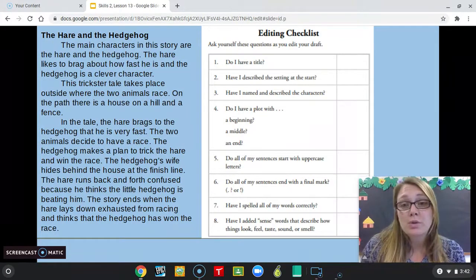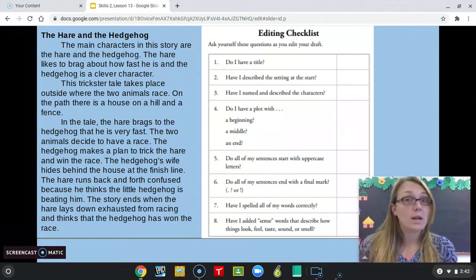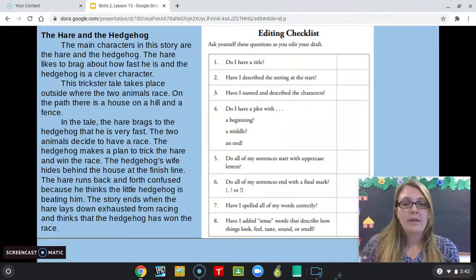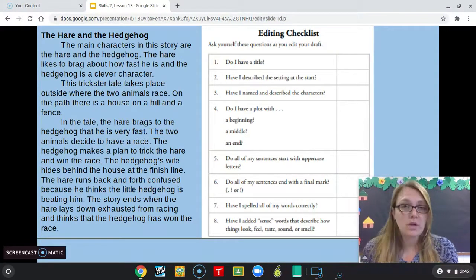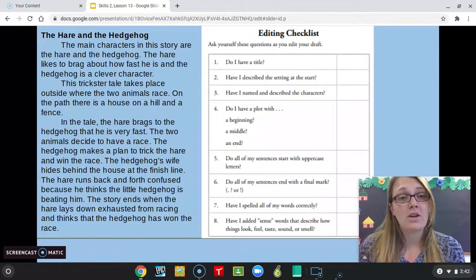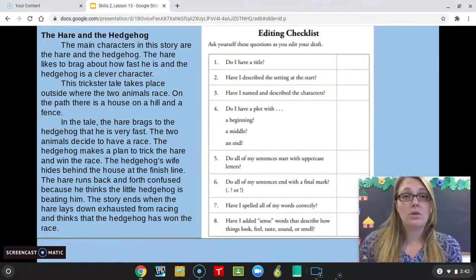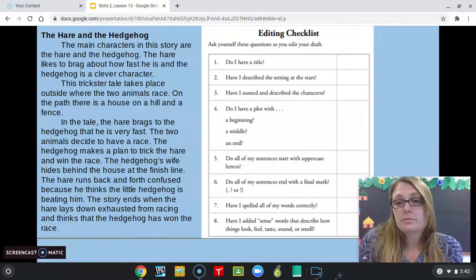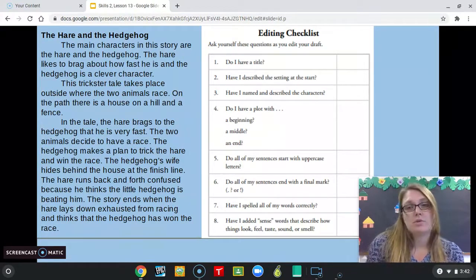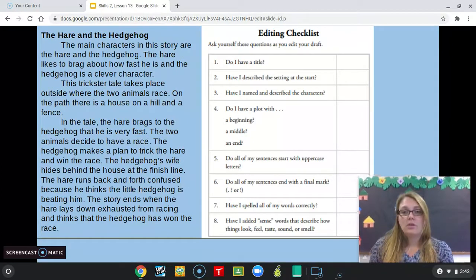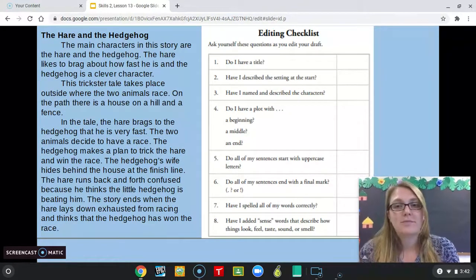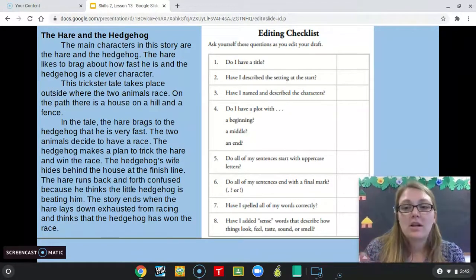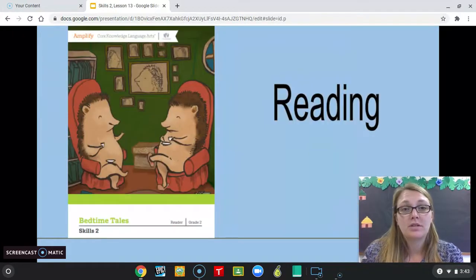Have you spelled the words correctly, or at least as correctly as you can? Have you added sense words to describe what's going on? And for the narrative, which I don't have in mind, have you included your opinion and your thoughts about the story? Maybe tell what you liked about the characters, or you thought that the trick was a good trick, etc. Okay, so you're using the editing checklist to check your own work.